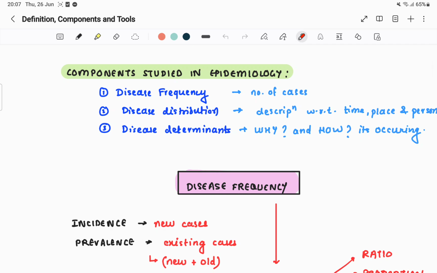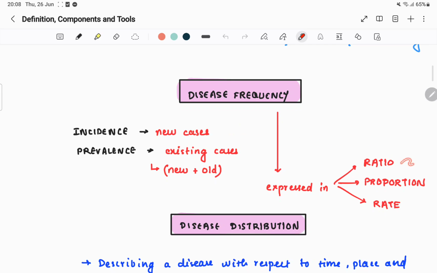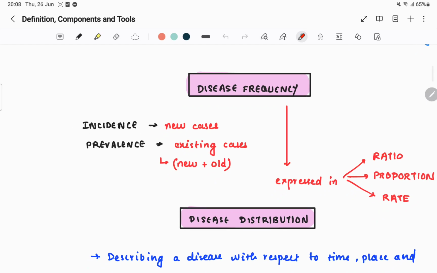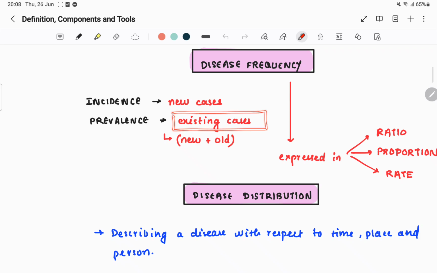Now we are going slow, but as we move forward we'll increase the pace. Disease frequency is measured in terms of ratio, proportion, and rate, and we will understand these three terminologies. Disease frequency is also measured as incidence and prevalence. Incidence is the number of new cases. Prevalence is the existing cases, new as well as old.